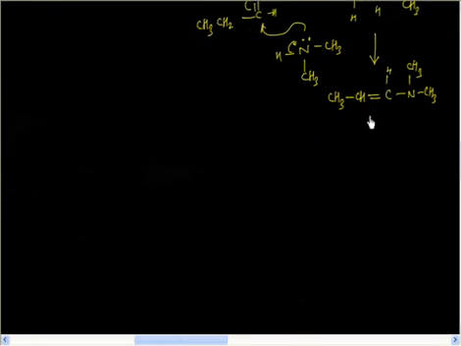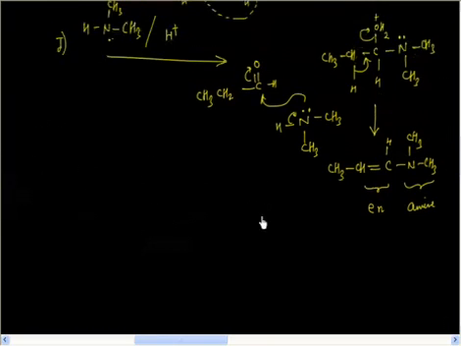Now this product is called enamine. You have an ene group and you also have one amine group. So this is the ene group and this is the amine group. So the product in this case is an enamine. You can remember this one: this time the amine is secondary in nature. So a secondary amine reacts and it gives enamine.